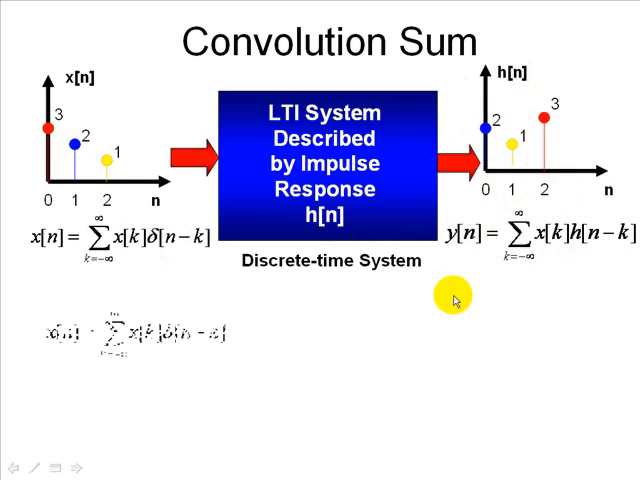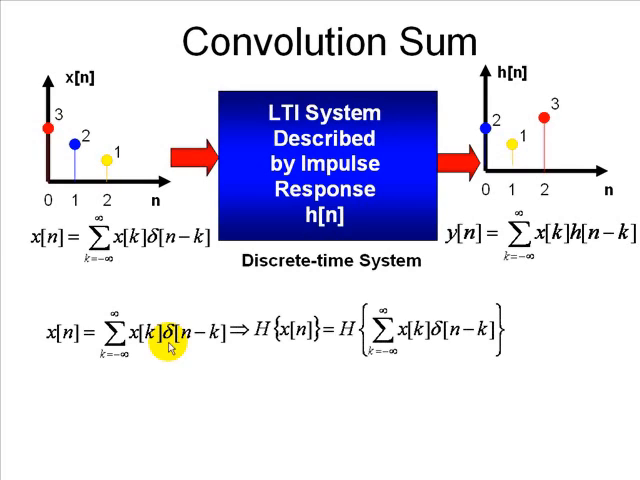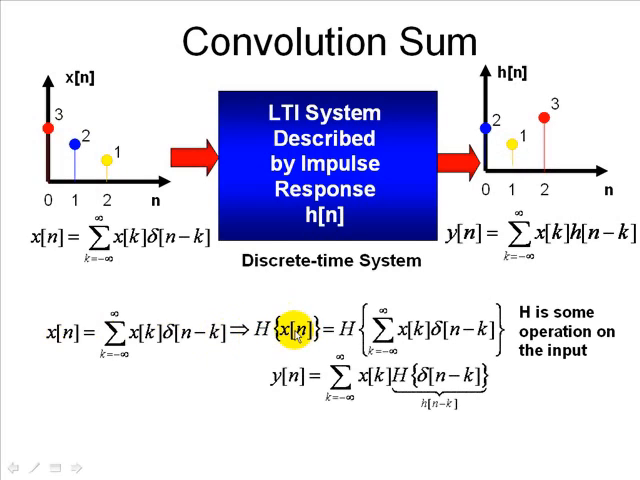Here we decompose our input as a sum of shifted weighted impulses, and we operate on this input with some operator h. It's some type of operation, could be a filtering operation, some type of linear operation that we perform on this input sequence. And then we substitute x of n with this expression that was given earlier.